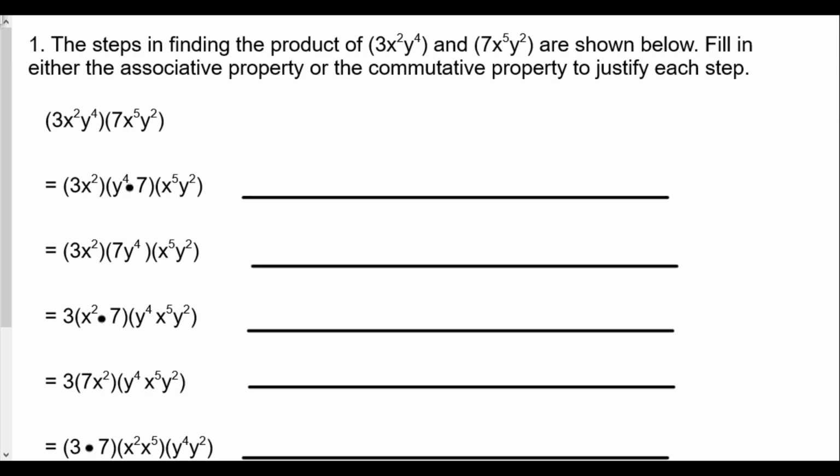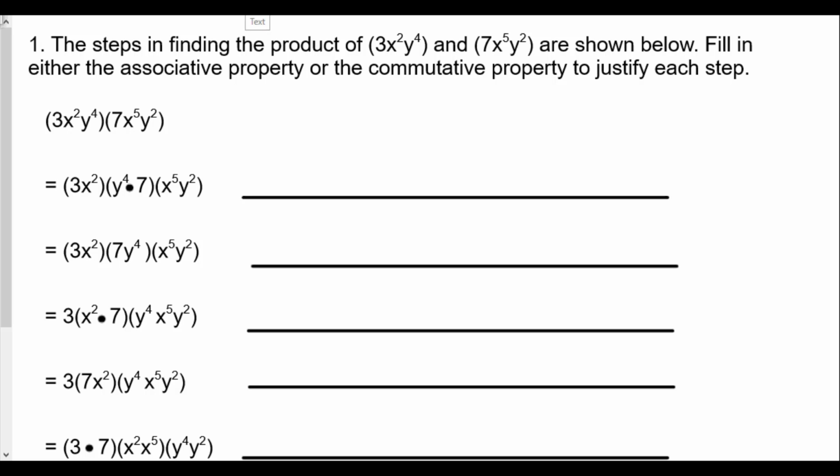Okay, all right, ladies and gentlemen, question number 1: the steps in finding the product of 3x squared y to the fourth and 7x fifth y squared are shown below. Write either the associative property or commutative property to justify each step. Now, the associative property has to do with grouping, and in this case, when dealing with multiplication, being able to group the items together. Normally in the associative property, we keep everything in the same order, but the grouping is changed, and we still have the same result. While the commutative property is where we move things around and still have the same result. So that's what we're going to work with.